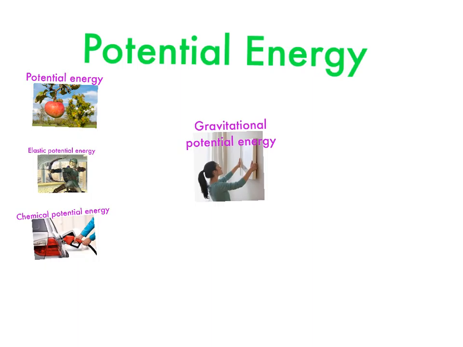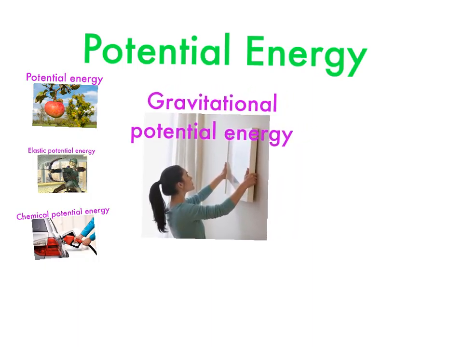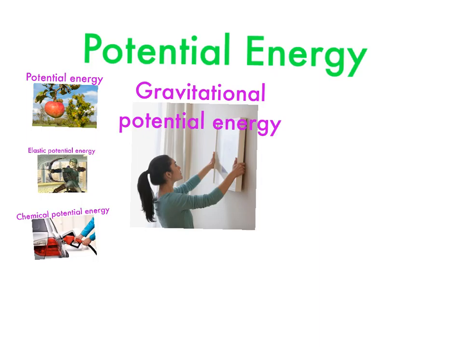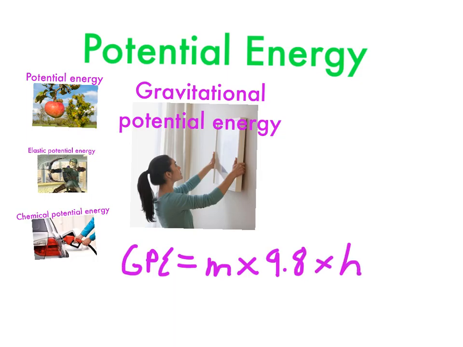Lastly, anything that can fall has stored gravitational potential energy. And this can be calculated using, so GPE, or gravitational potential energy, can be calculated by taking the mass of something hanging times 9.8, that's gravity, times the height that it's at. So here, once again, just like we did before, this is mass, this is height.